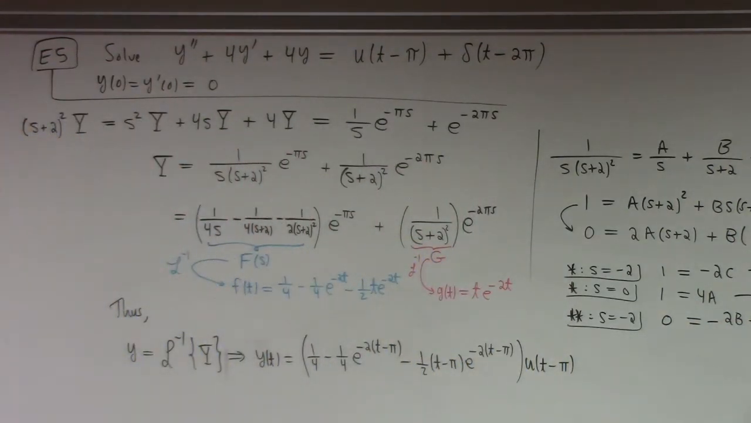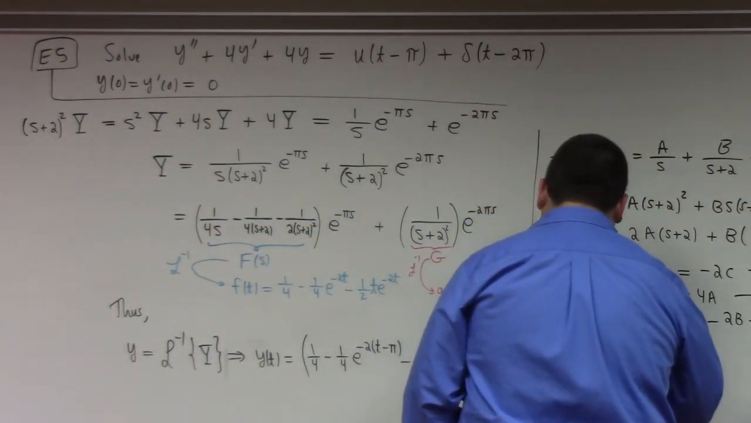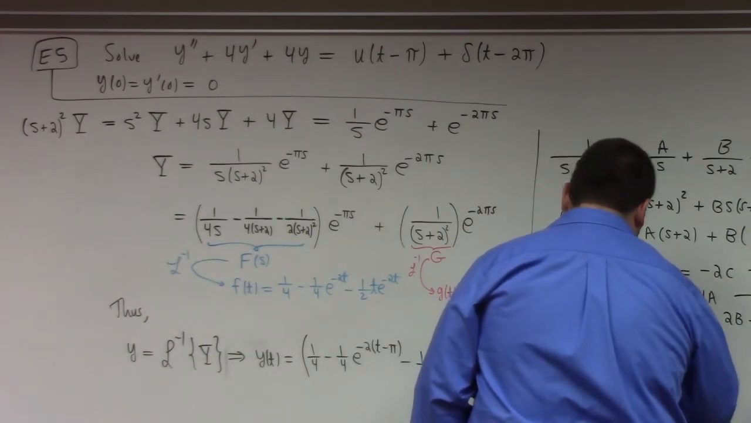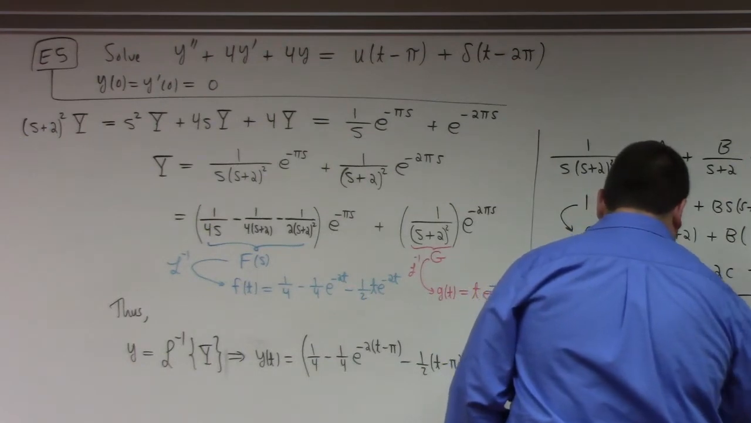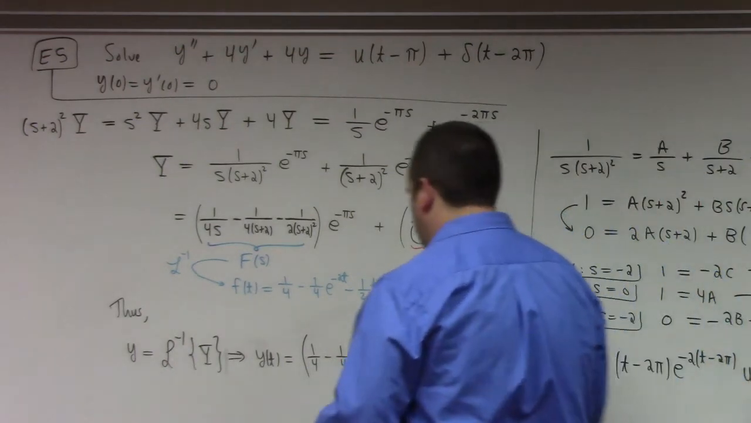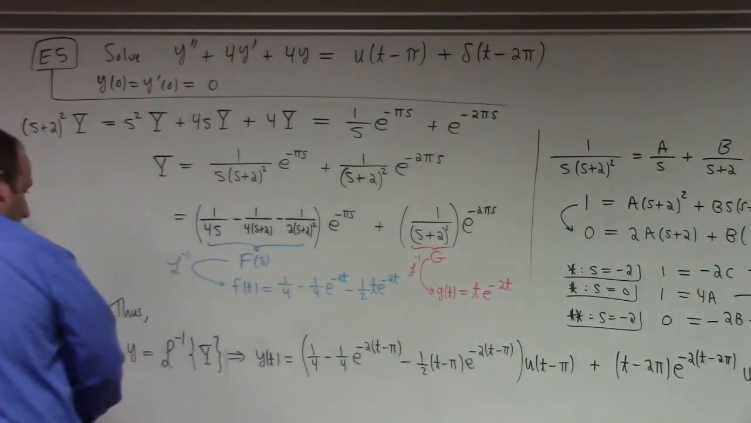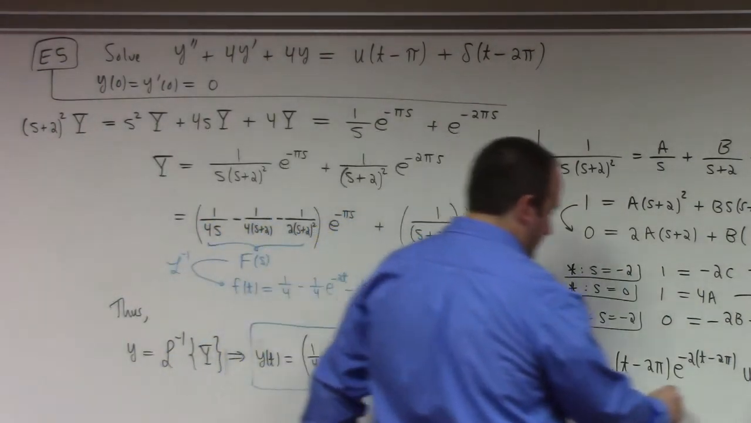All right, what I wrote in blue and what I just wrote in black in the answer is all due to the unit step function's influence on the system. And then the other piece, which is red, we get plus (t minus 2 pi) e to the minus 2 parentheses (t minus 2 pi), and then the unit step function of t minus 2 pi. I suppose you could try to simplify that, but I think that's a perfectly good answer right there.